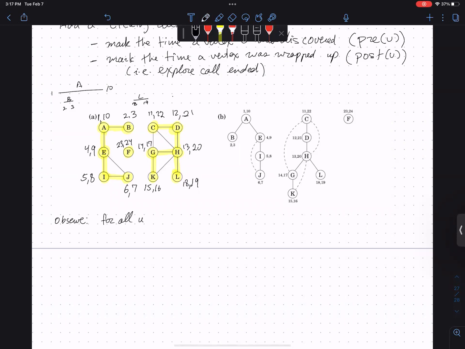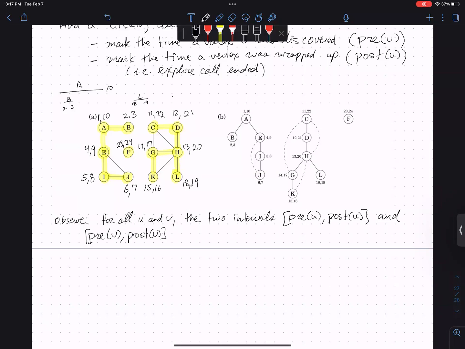For all vertices U and V, the two intervals, the first interval is pre-U, post-U, and pre-V and post-V, are either disjoint or one is contained in the other.